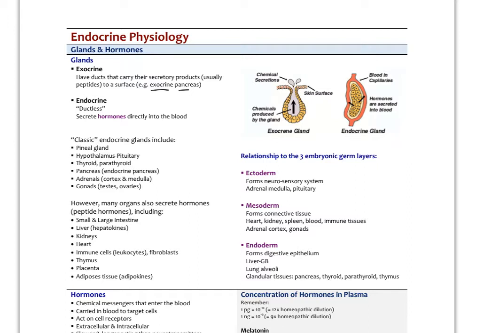But the classic glands include the pineal gland up in the brain, the hypothalamus and pituitary gland, spent a lot of time on that, thyroid and parathyroid glands, the pancreas, including the endocrine pancreas, the adrenals, and then the gonads, and that would be testes in males, ovaries in females. So that's the classic endocrine glands. But again, we can think of secondary endocrine glands. Non-classic glands would be the intestines.